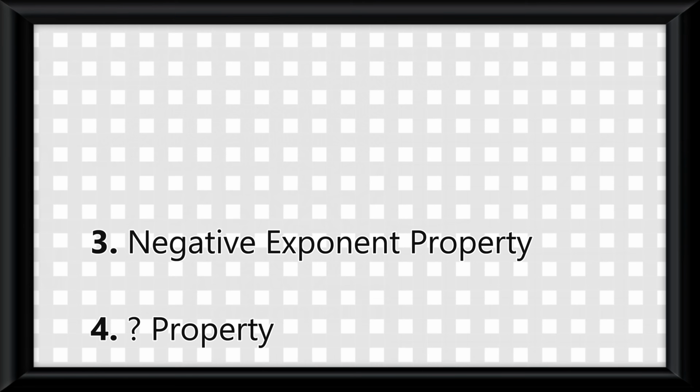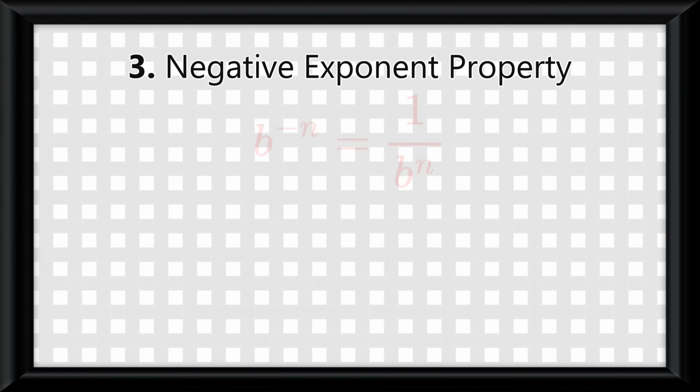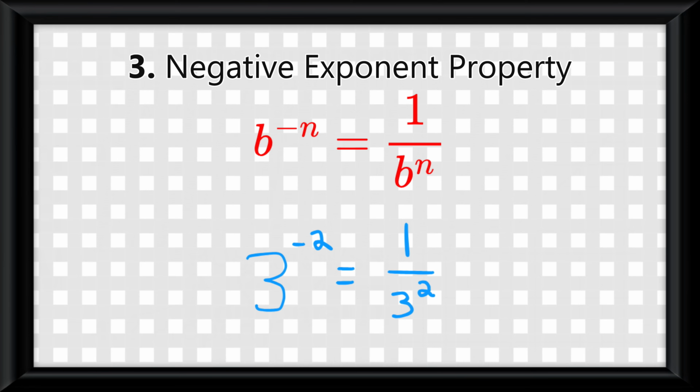But anyway, the next two properties move away from graphs. The first one is the negative exponent property, which states that b to the negative n power equals 1 over b to the n. This means that if you ever have a negative exponent, it is simply equal to 1 over the original term, removing the negative sign on the exponent.